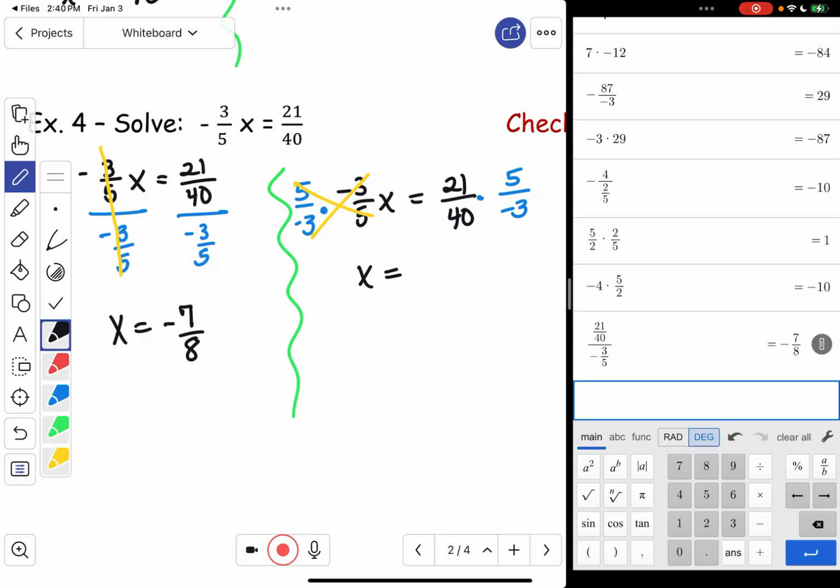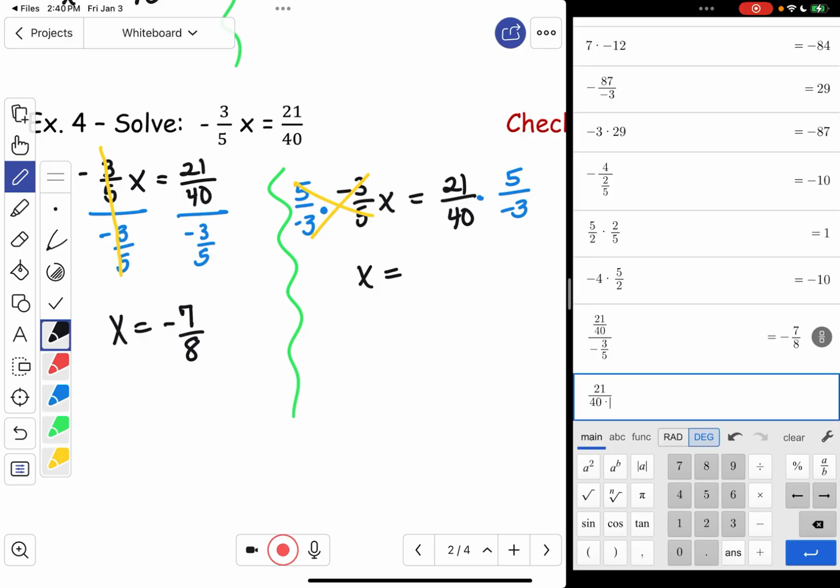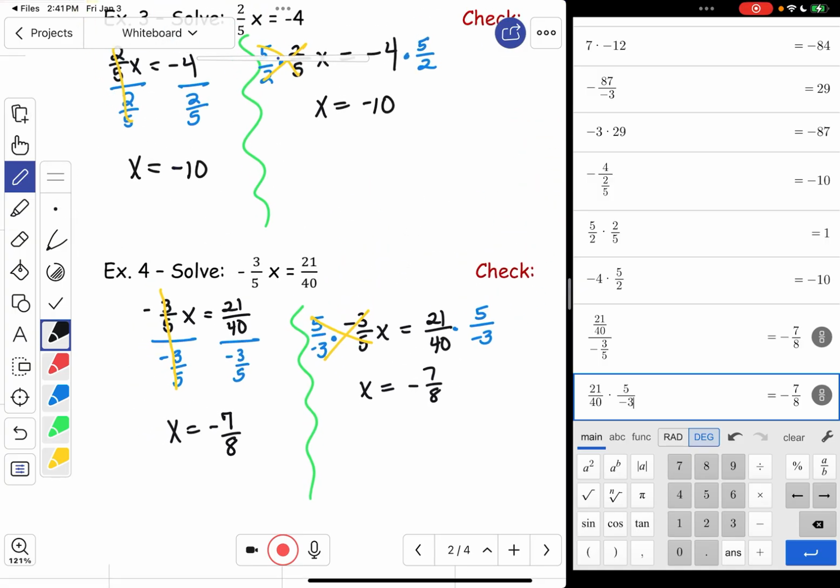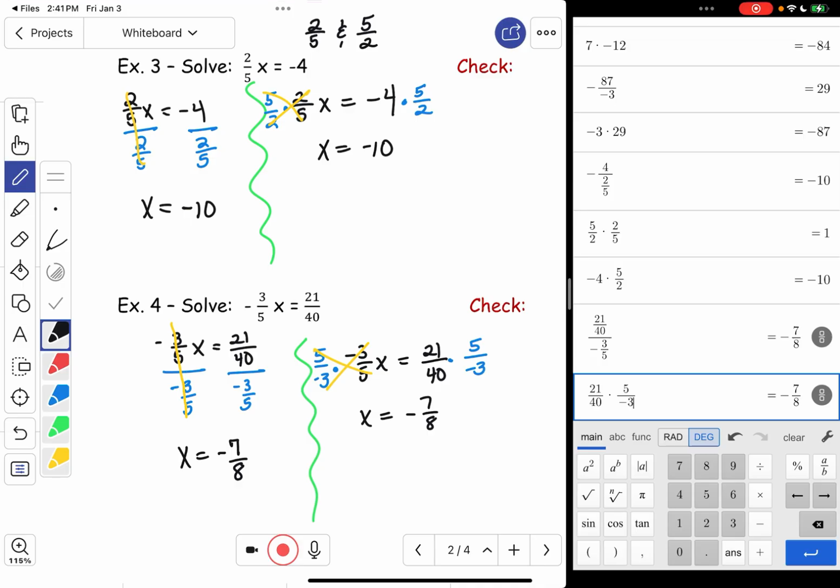And so now on my calculator, I'm going to do 21/40 times, we got to make sure we bring that cursor up, times 5 over -3. And turn it back into a fraction, and notice we get the same thing. So fractional coefficients, you can either divide by the fraction or multiply by the reciprocal.